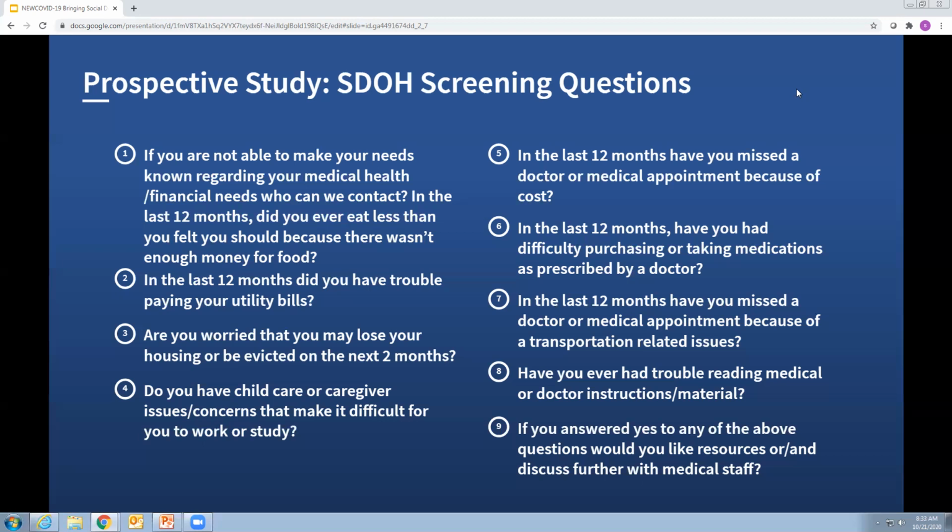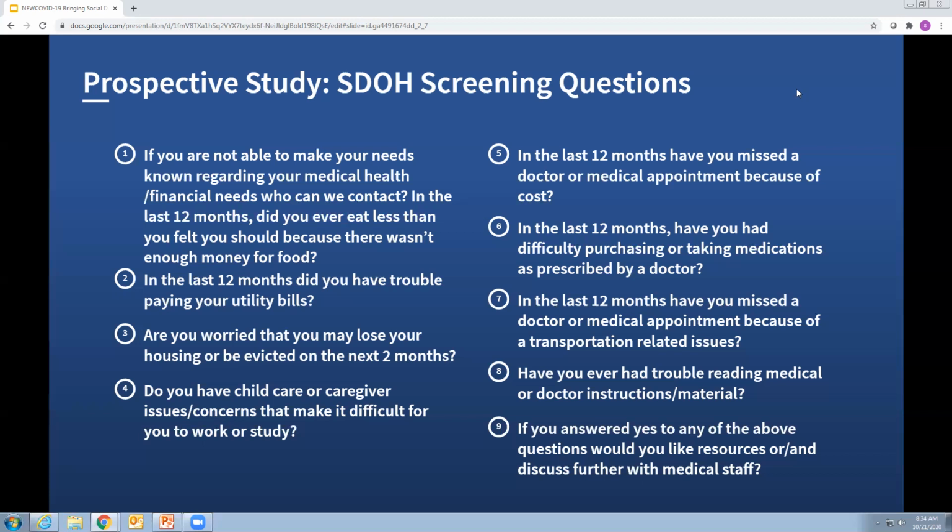These screening questions have come from a validated screening tool that the family practice group has used in the past throughout the nation. It's called One People, and these are the screening questions that they also use when they are screening for social determinants of health. So it really just talks about housing, food insecurity, utilities, medications, health literacy, all those kinds of things. At the end of the questionnaire, it asks, would you like to be linked to resources?